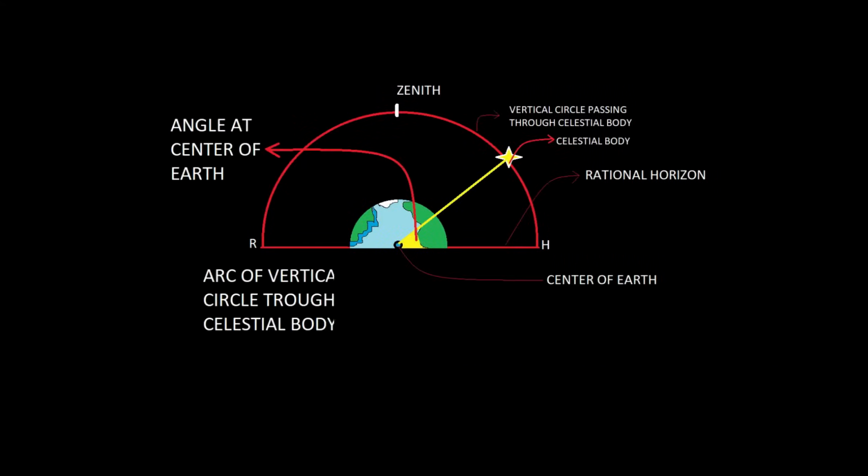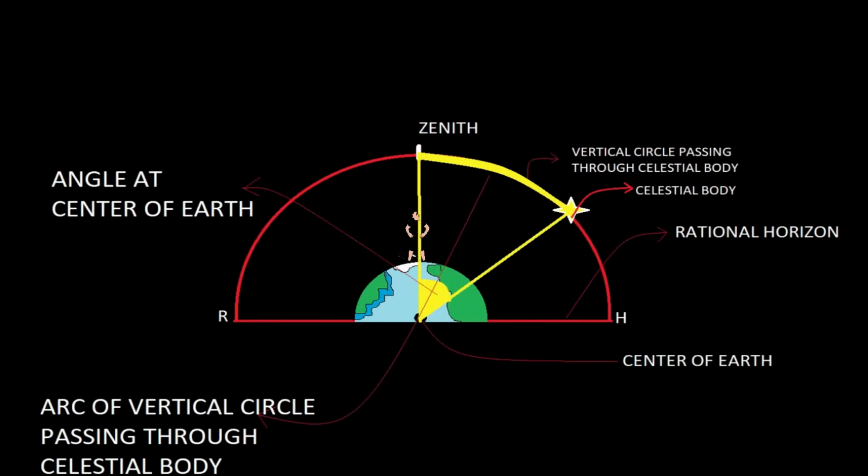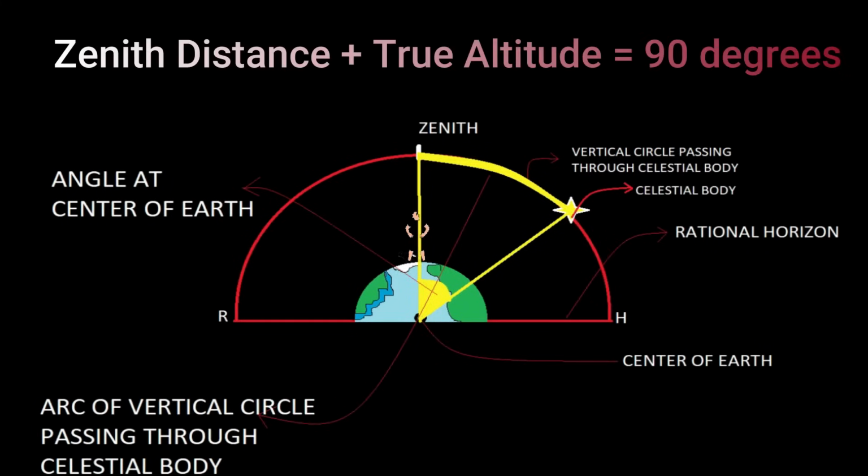Altitude: it is the arc of vertical circle or the angle at center of Earth contained between plane of rational horizon and the center of the body. True zenith distance: it is arc of vertical circle through the body contained between zenith, or also the principal vertical circle, and center of the body, or in other words, it is the distance of body from zenith. Sum of true altitude plus zenith distance will always be 90 degrees for any body.